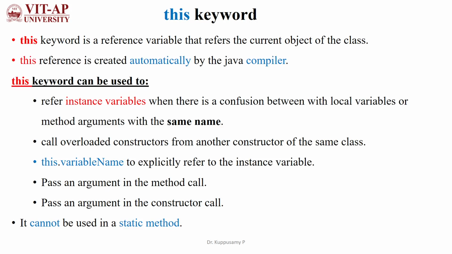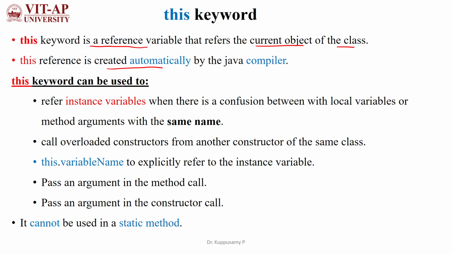Hello everyone. The this keyword is one of the important keywords in Java. We will discuss it in this session. This keyword is a reference variable which makes the reference to the current object of the class. This reference is created automatically by the Java compiler.